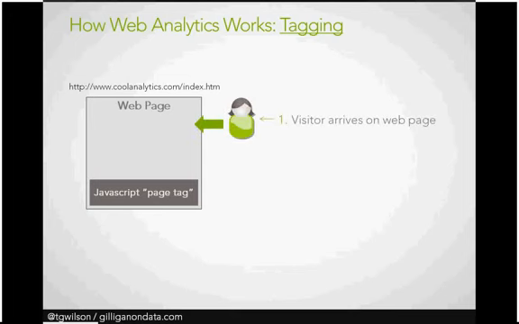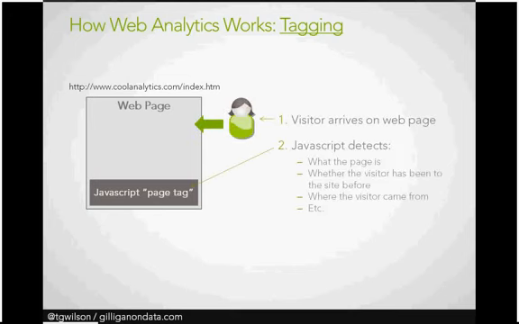So when a visitor comes to your page, the JavaScript detects, hey, what page is this? It's coolanalytics.com/index.htm. It may detect what's the title tag. It may detect whether or not the visitor has been on the site before by reading a cookie. It may look at something like the visitor's screen resolution. It may look at what was the referring site that sent them, because the browser passes that information along. Where did you come from? Did you click on a link to get here? Lots of other things. It's really a long list of what it can collect.